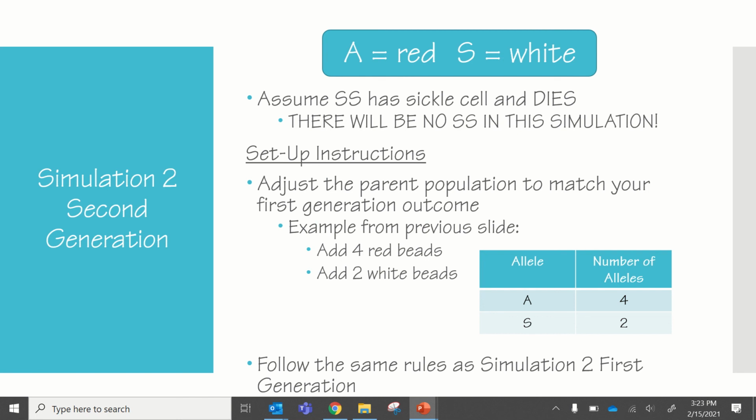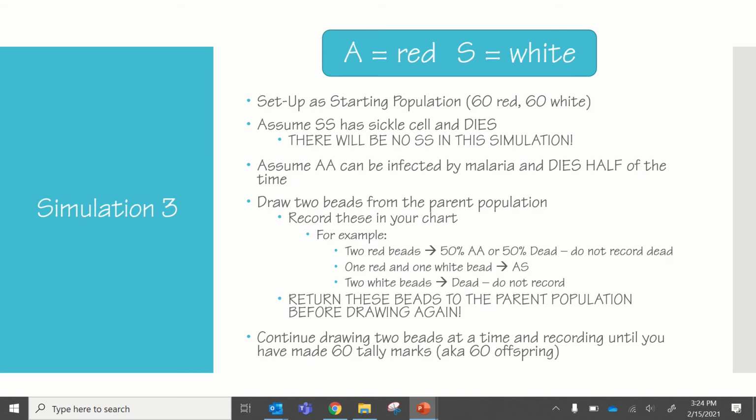And so you'll adjust the parent population to match your generation. So the example we had here was I would have 4 reds and I would have 2 whites in my cup. Yours is still going to end up being 120 beads, so you may have 80 reds and 40 whites. It all depends on how you pulled and what you got from your table and what you did in your calculations. So we do the exact same thing, we do the math again.